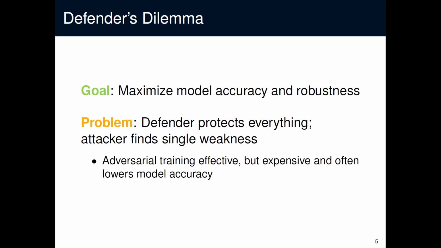So it's been shown that traditional defenses like adversarial training are very effective, but also quite expensive to train and often lower the model accuracy, which is not good in the settings where a large proportion of the images you're looking at won't be attacked. They'll be just traditional benign images, and we don't want to lower the model accuracy when we don't have to.